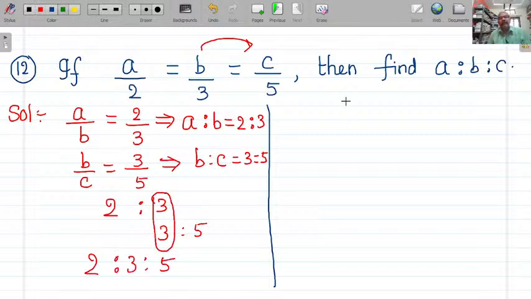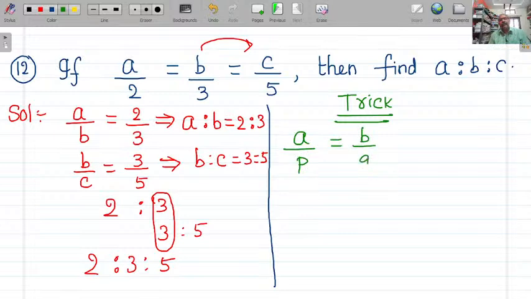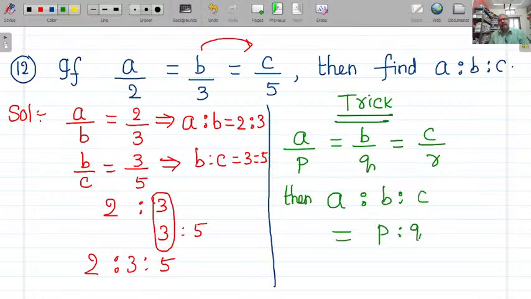Now one more trick you can apply. Whenever the problem is like this, directly we can apply this trick. Suppose a by p, b by q is equal to c by r. Then my dear students, directly a is to b is to c is equal to p is to q is to r. That's why 2 is to 3 is to 5. So our answer is absolutely 2 is to 3 is to 5.